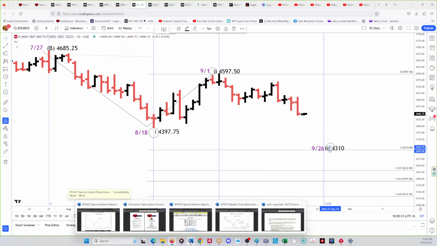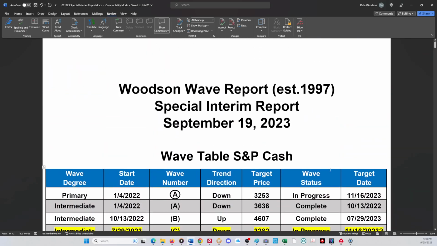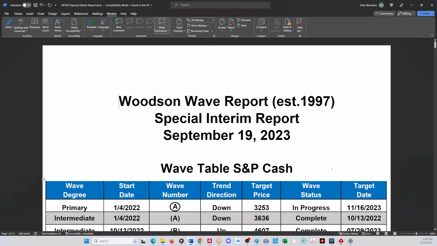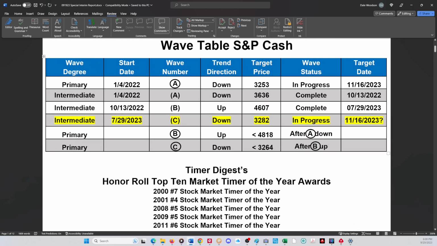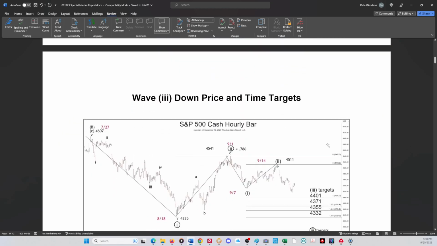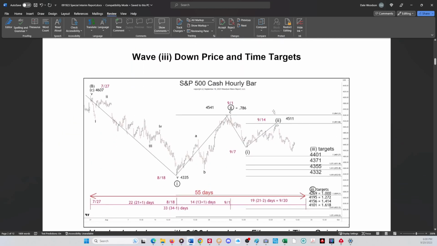Let me get our reports out here. Here's a special interim report we put out to our annual subscribers who get the S&P cash updates. Again, with other things, Dow, NASDAQ, gold, and bonds. Anyway, this is on the S&P cash, and you can see here we've got the wave 3 down price and time targets. There was a perfect one at 9/20, again plus or minus 1 to 2 days.